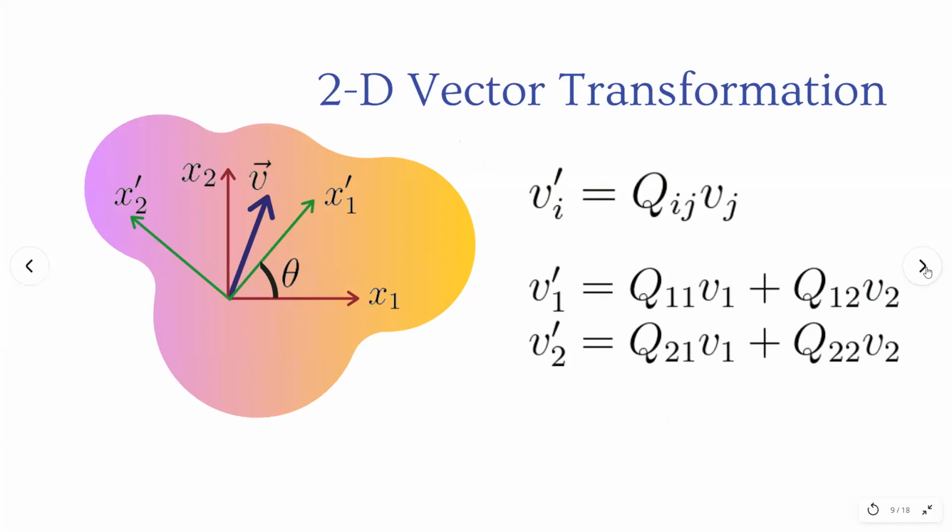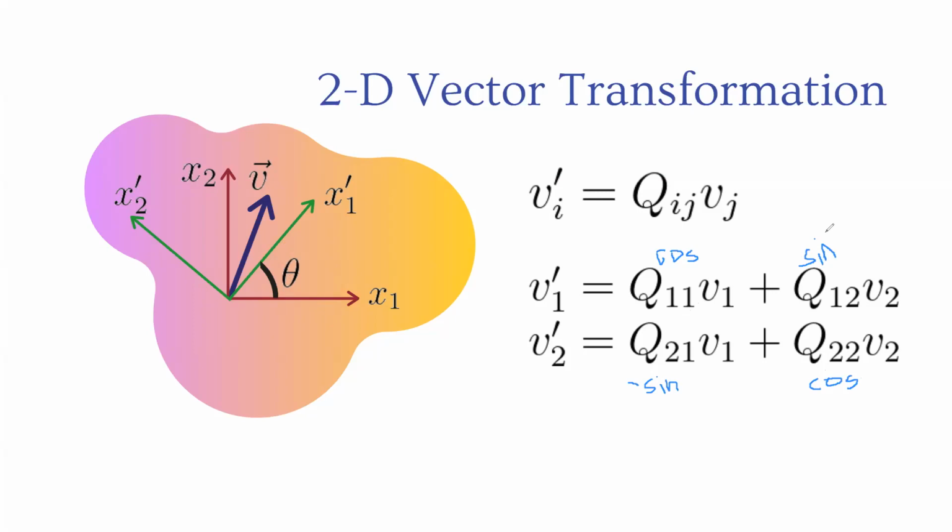Alam naman natin na yung Q11 is, so this is, let me annotate. This is cosine. This is cosine 50. This is sine. This is negative sine. Tama? Negative sine. And this is cosine. So yan. Yan ang form kapag counterclockwise rotation.